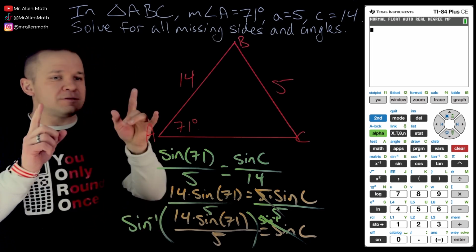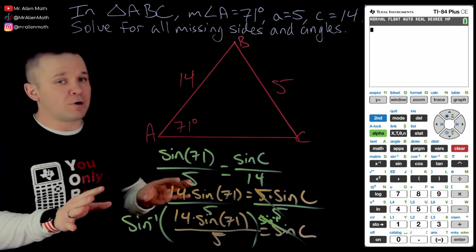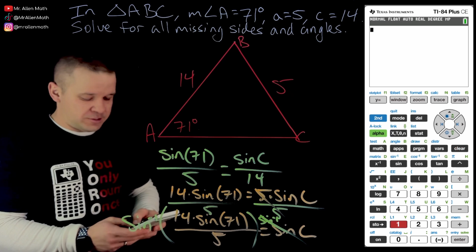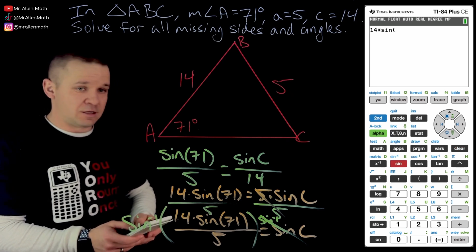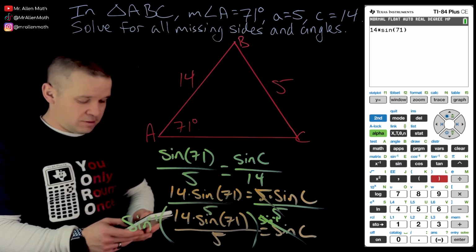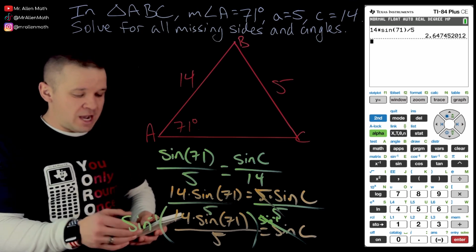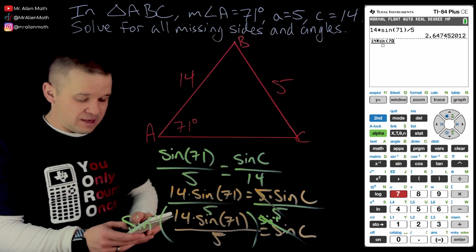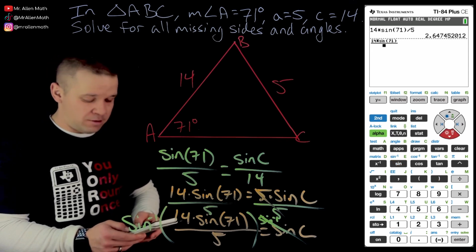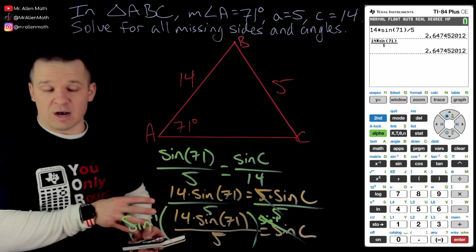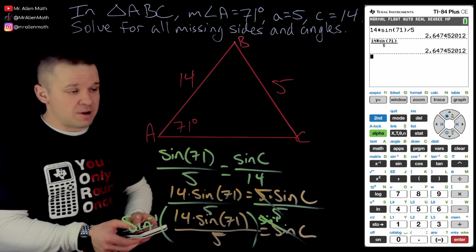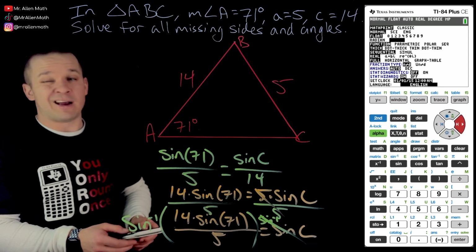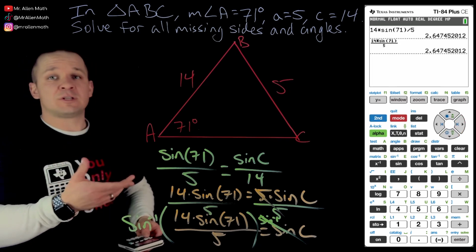I can actually type that all in at once, but I am going to do it separately for teaching purposes for a sec. I'm going to type in everything that's orange first: 14 times the sine of 71 divided by 5. You can also type it in as a fraction: 14 times sine of 71, close your parentheses, arrow down, divided by 5. I get the same thing. Make sure you're in degree mode. If you hit mode and yours says radian, you need to change that to degree, 2 down and 1 to the right. Hit enter on degree, go back, type it all in.